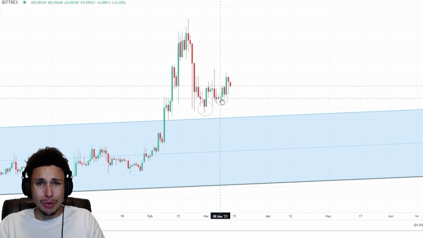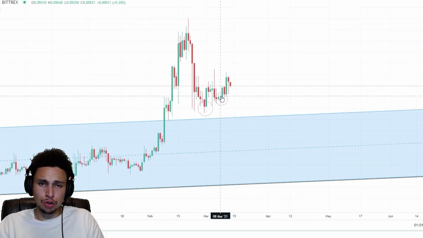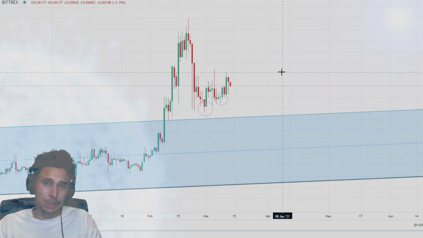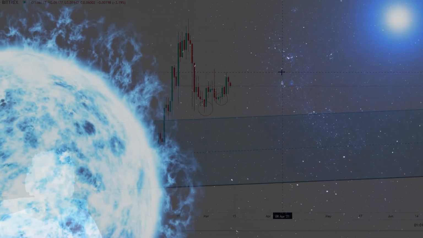But notice how this thing bounced up off this. We got some W action happening right here. One low, two low. The second low being higher than the last. Because that's essentially telling us that there's people waiting on the bottom of this thing to lap it up.